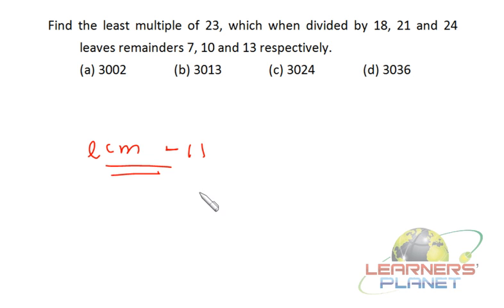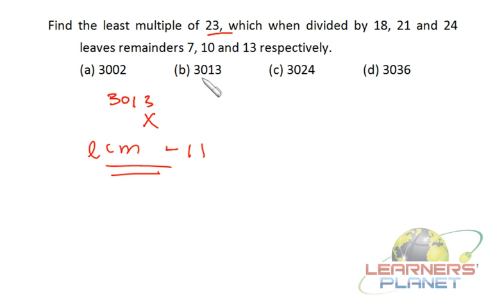Friends, simultaneously this number should be a multiple of 23 as we have been asked in the question. Now let's go backward. Suppose 3002 is the correct choice. That means this number 3002 is actually LCM minus 11. So suppose I add 11 to this number, it should be a multiple of all of them. So 3002 plus 11 is 3013. Now we have to check whether 3013 is a multiple of 18, 21 and 24 or not. It cannot be since it is an odd number.